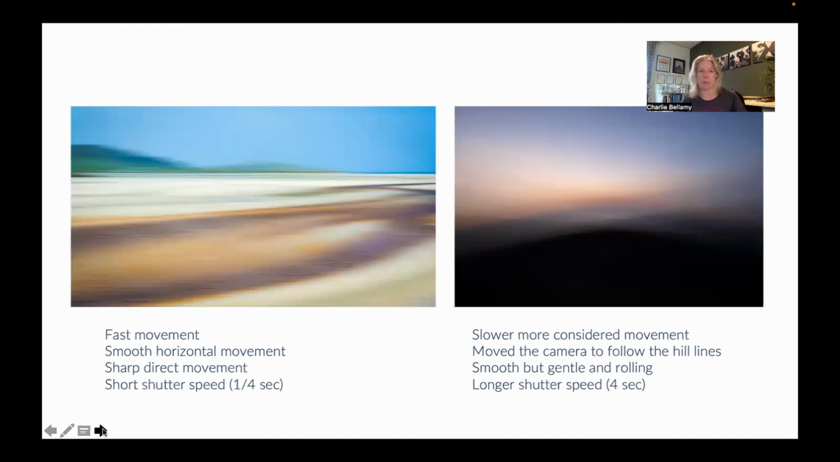These are just two examples, both beach scenes, but one is in Harris and one's in Norfolk. The one on the left was a very fast movement left to right. It was a short, sharp, direct movement, a quarter of a second. What I've done is accentuated the lines and kept the colors and kept the shape of the landscape. The one on the right was a slower, more considered movement, and I moved the camera to follow the hill lines that were on the edge of the water. It was smooth, gentle and rolling.